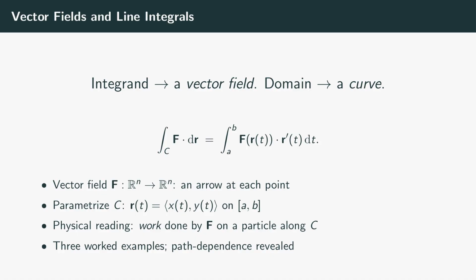We will work 3 concrete examples on this slide deck, see why the same curve can give wildly different answers under different fields, and discover the punchline that line integrals can depend on the entire path between two endpoints, not just the endpoints themselves. That last observation is the doorway into conservative fields and the fundamental theorem of line integrals next episode, and it is the gateway to Green's, Stokes, and the divergence theorem after that.